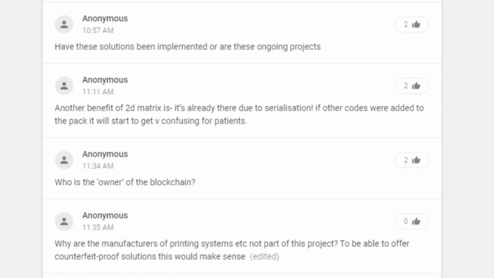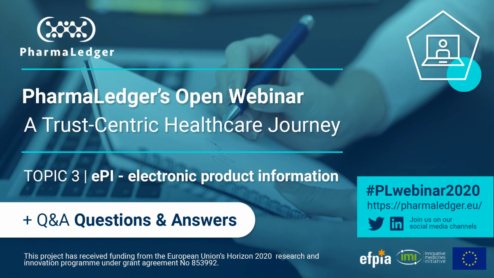You could see in 5 years, 10 years time that converging, and the 2D data matrix in our view is the best candidate for a global standard right now, because it's so well used in Europe already with serialization, and with serialized volume being about 90% of global volume from major pharma companies, it's probably the best horse to back at this moment in time. So, one code to do it all? We hope so, but time will tell.